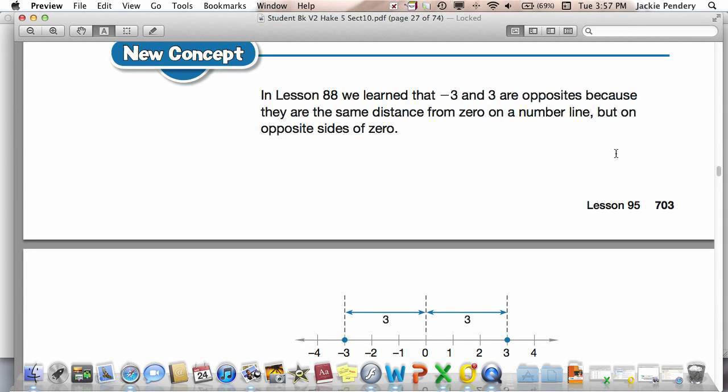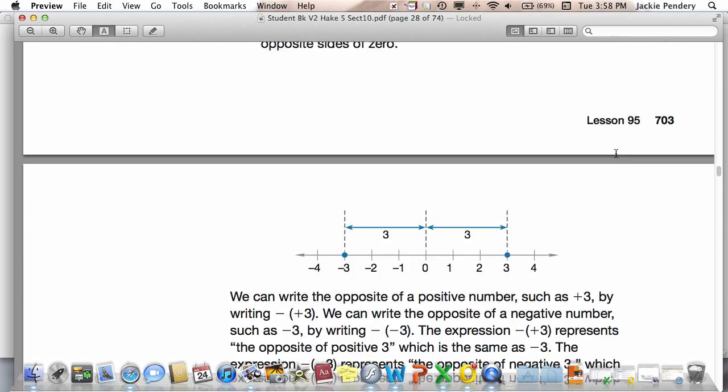Okay, hi everybody. Today we're going to be doing lesson 95, subtracting integers. So I want to start by going over the new concept with you because this can be kind of a tricky concept. In lesson 88 we talked about opposite numbers, how -3 and 3 are opposites because they're the same distance from 0 on the number line, just like 4 and -4 are opposites, or 8 and -8 are opposites. So we're going to use the idea of opposites as we learn to subtract our integers today.